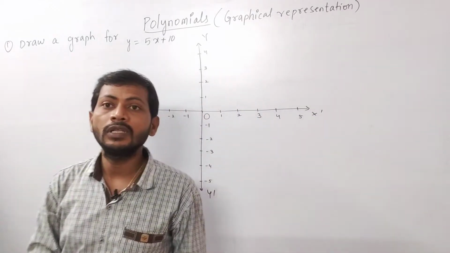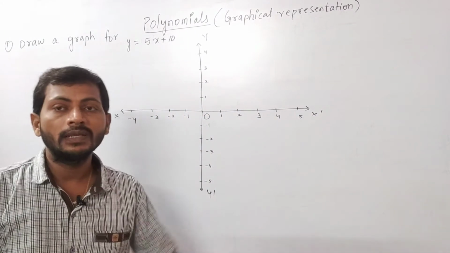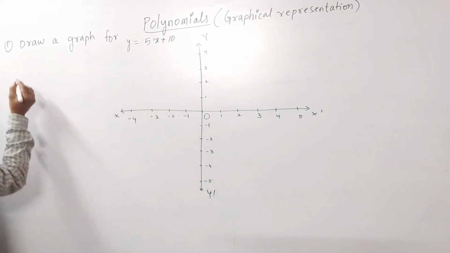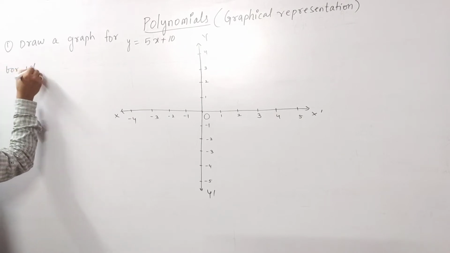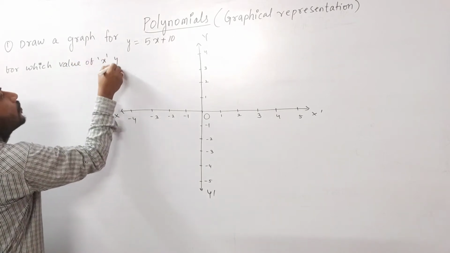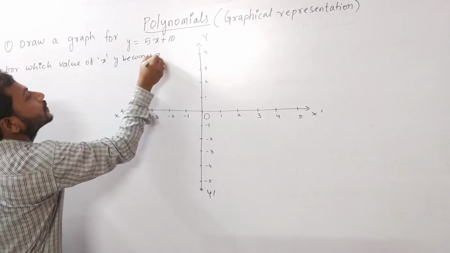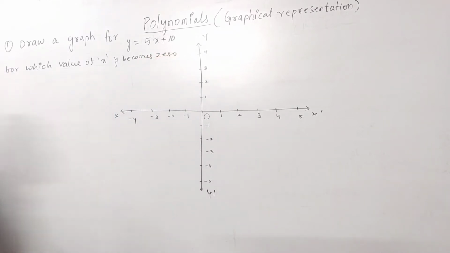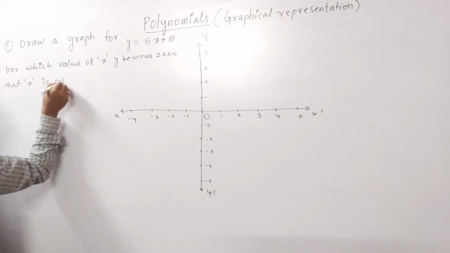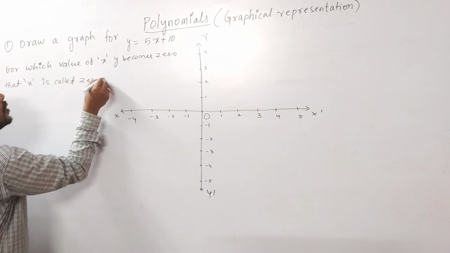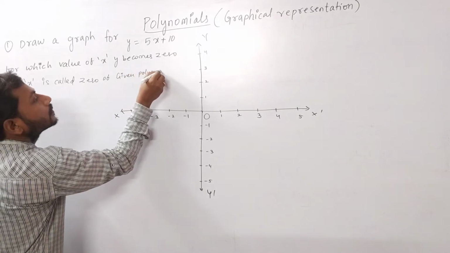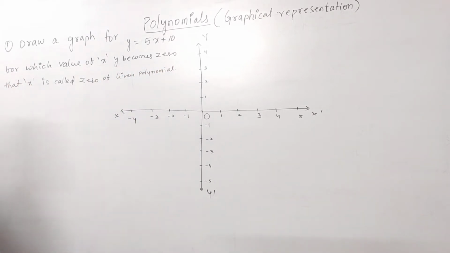Without the graphical method, what we have learnt in the previous class, I am doing it like this. The zero of the polynomial means the value of x for which y becomes 0. That x is called the zero of the given polynomial. I hope it is clear for you.